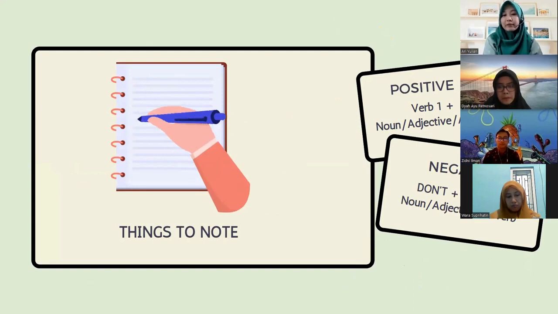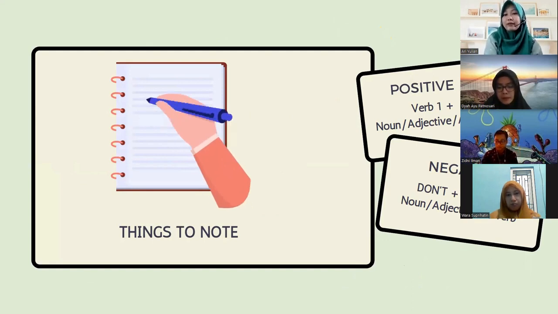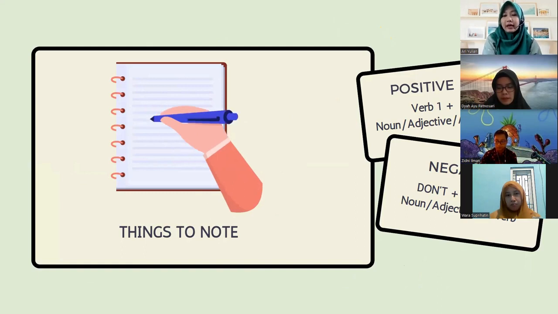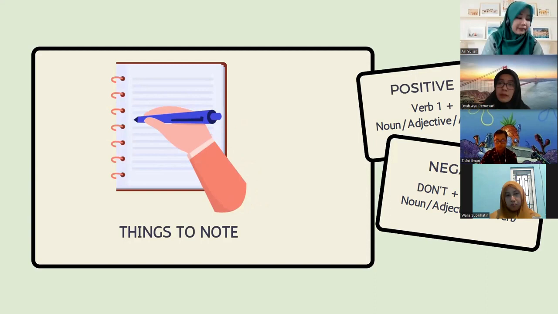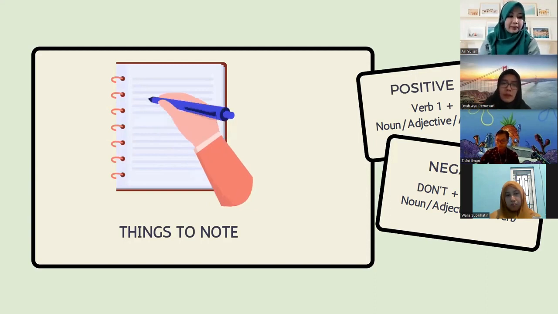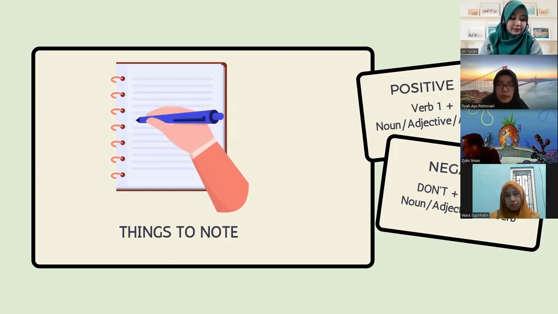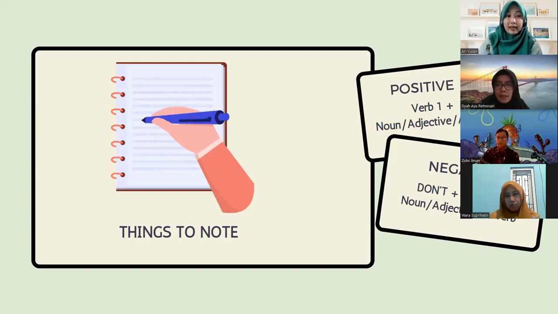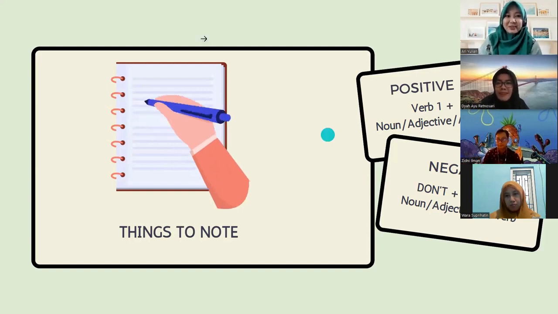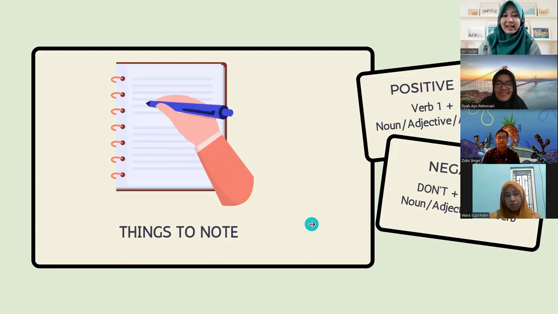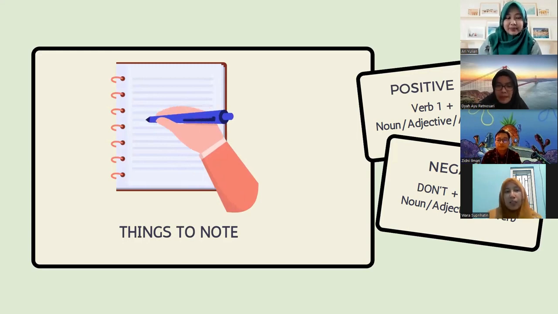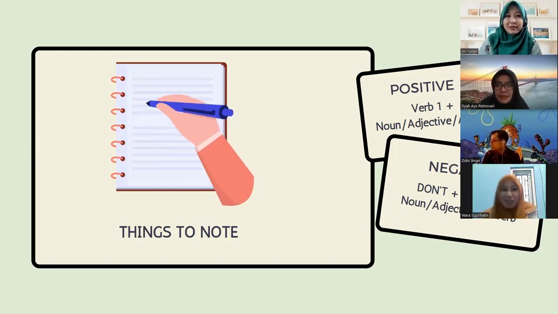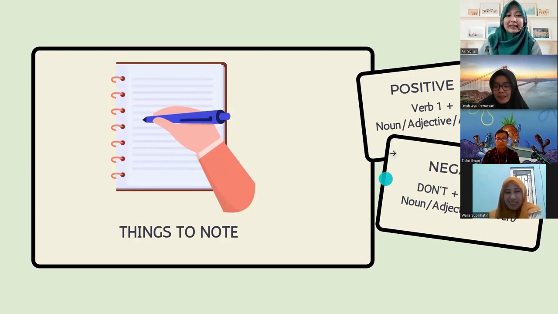Yang pertama untuk positif, yakni verb 1 followed by noun, adjective, and adverb. Coba, Miss mau tanya dulu. Ayu, what is verb 1? Kata kerja bentuk pertama. Thank you. And then, Woro, what is noun? Noun is kata benda. Benar bukan, Miss? Kata benda. Wow, good. Yes, noun is kata benda.